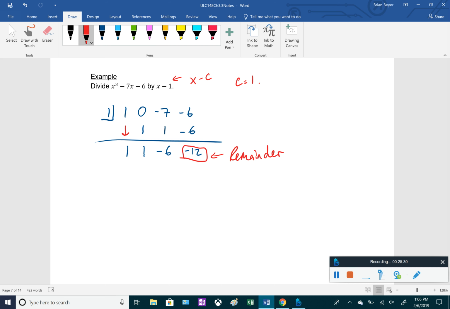Okay, so setting this up, we're going to get x cubed minus 7x minus 6 divided by x minus 1. We get the quotient, so it's going to start with an x squared: 1x squared plus 1x minus 6, plus that negative 12 over the divisor.